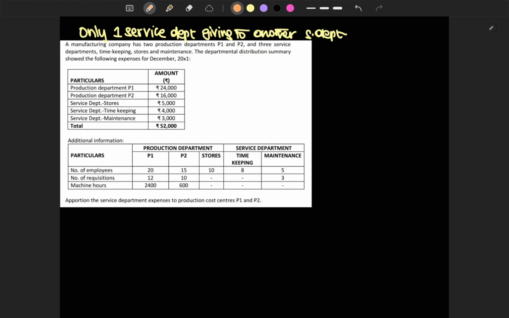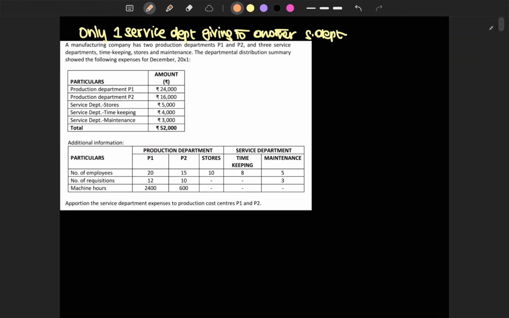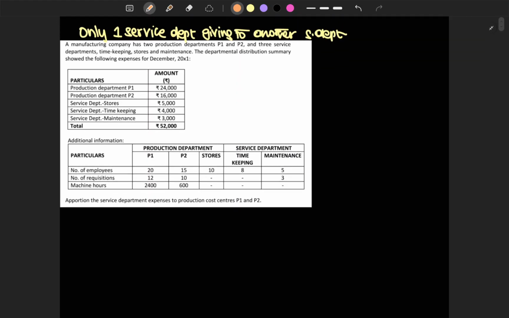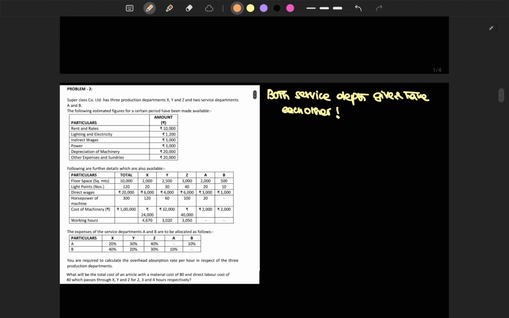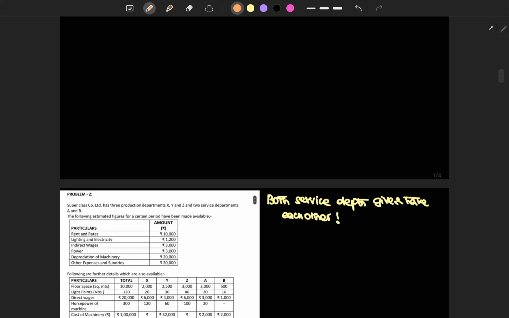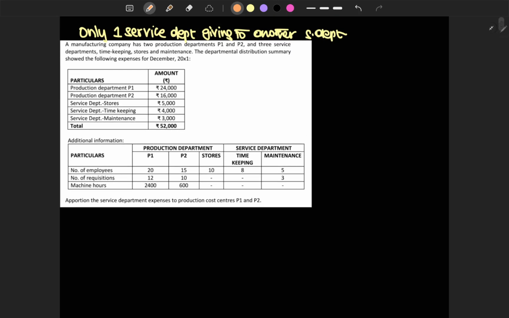This video is for understanding the overhead chapter in a simplified manner. I've taken two sums, and these two sums comprehensively cover the overhead chapter, that is, the secondary distribution area. One sum covers everything: primary distribution, secondary distribution, absorption, and finding out the total cost of the unit.